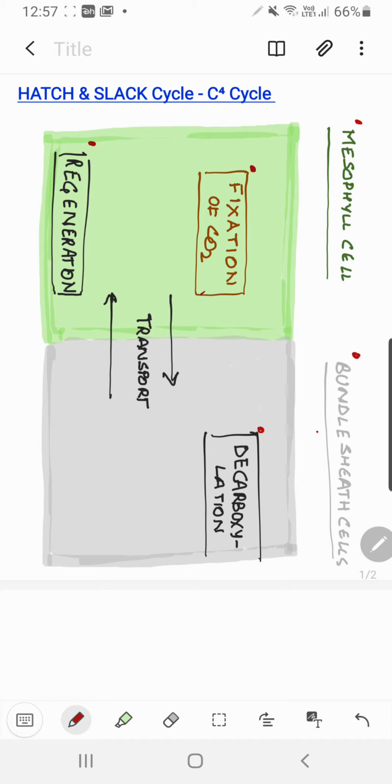Now let us make the flow chart for how things are occurring here. And you have to remember that I told you it doesn't matter whether it is the C3 cycle or the C4 cycle, the Calvin cycle ultimately has to take place. It's just that the C4 cycle follows a comparatively longer route. So we are going to discuss that longer route, which is followed by C4 plants.